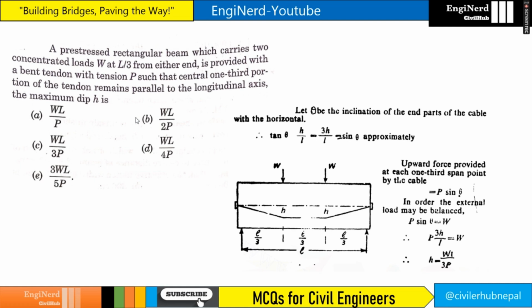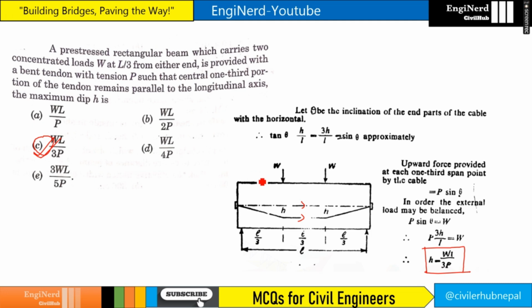A pre-stressed rectangular beam which carries two concentrated loads at L by 3 from either end is provided with a bent tendon with tension P such that the central one-third portion of the tendon remains parallel to the longitudinal axis. The maximum dip H is... The process is the same. You can pause the video and derive it yourself. It is very easy to derive, and the central dip comes out to be WL by 3P. So our answer is WL by 3P.